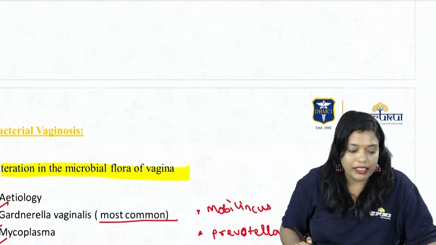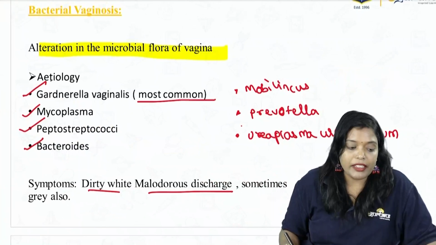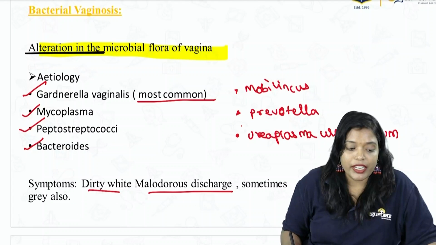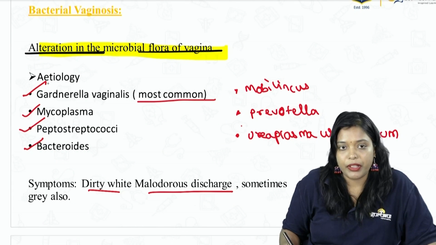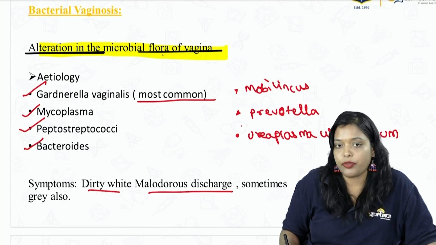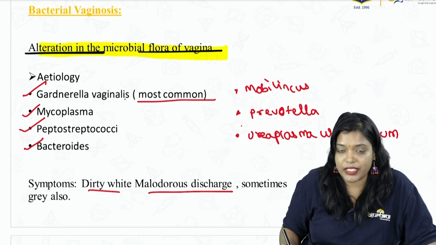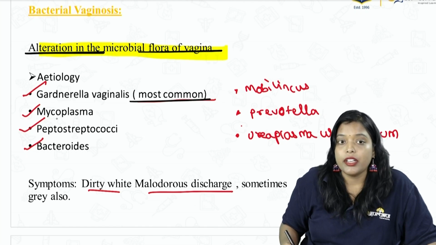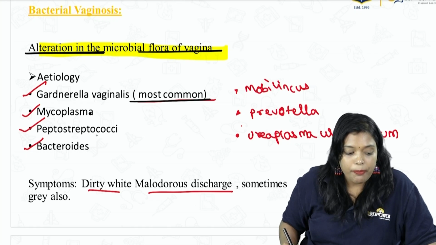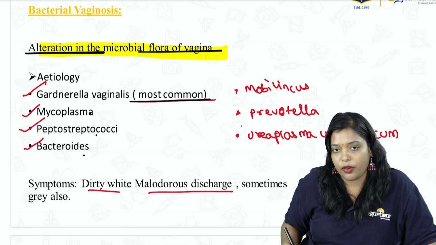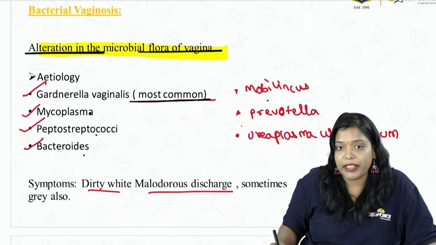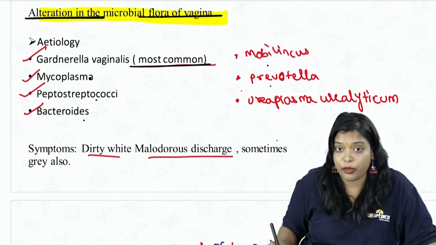Next, coming to bacterial vaginosis. Bacterial vaginosis is the alteration in the microflora of the vagina. Here, the alteration of the microflora in the vagina is due to Gardnerella vaginalis, which is the most common. It can also be due to Mycoplasma, Peptostreptococci, and Bacteroides.